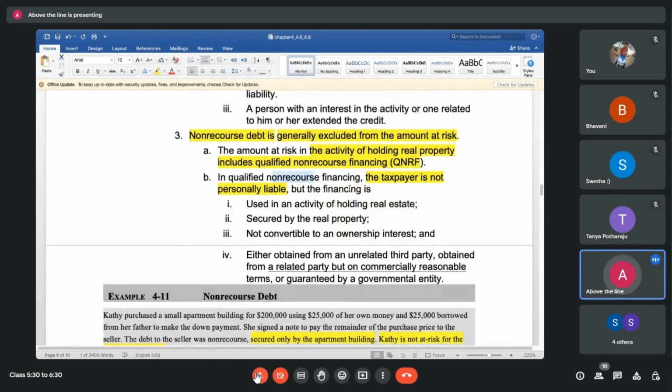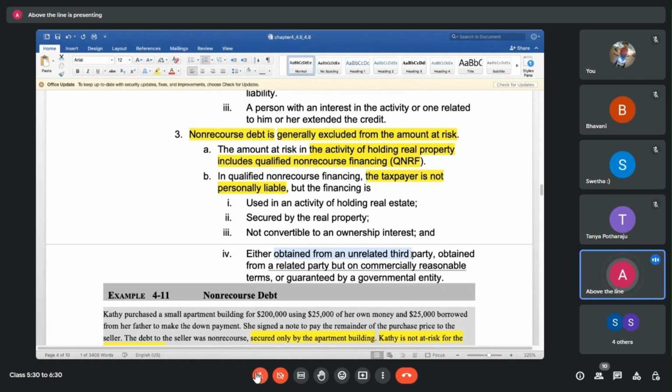So now there are some exceptions here. One is that the taxpayer is not personally liable, but the financing is. It could be personally liable if certain of these transactions come into the picture. Like if you're taking a loan from an unrelated third party, or if you're obtaining a loan from a related party, could be your cousins or parents or uncle, aunt and all, but on commercially reasonable terms. So if you're getting it from a related party, it has to be at arm's length, as they call it, or commercially reasonable terms.